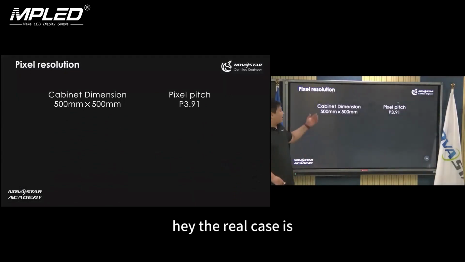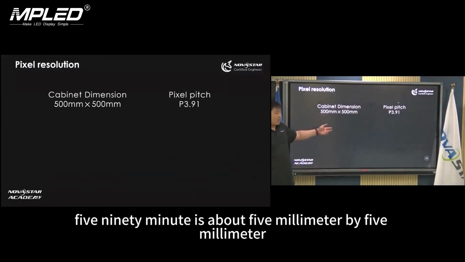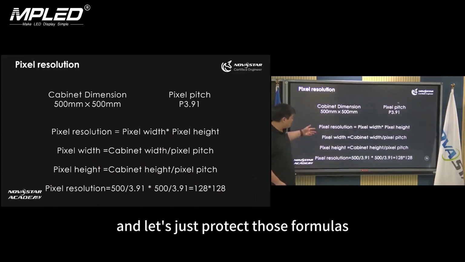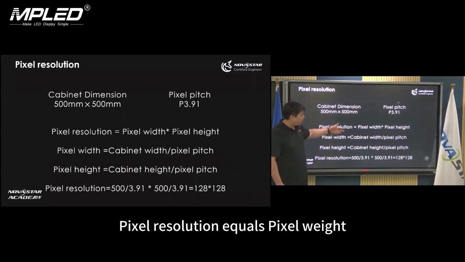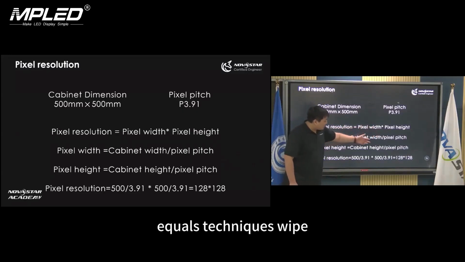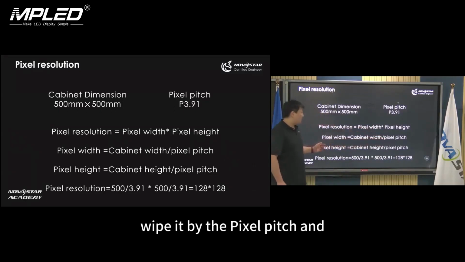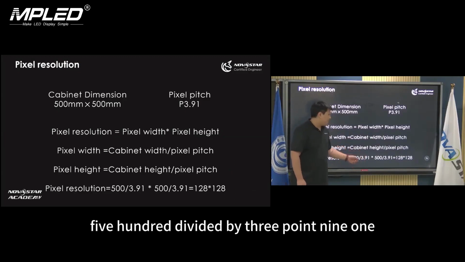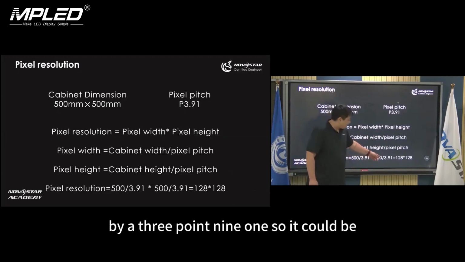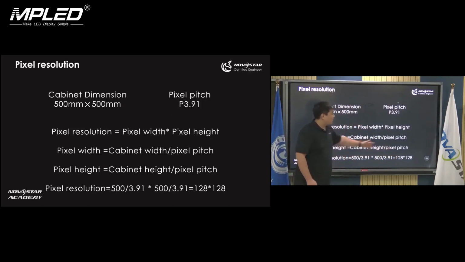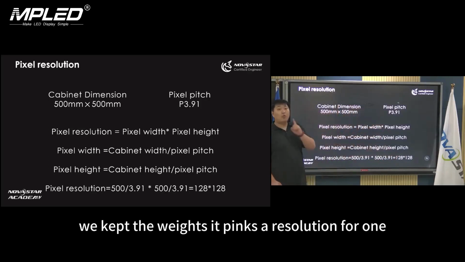In the real cases, the cabinet dimension is about 500 millimeter by 500 millimeter, and the pixel pitch is around 3.91. And let's just check those formulas. The pixel resolution equals pixel width by pixel height. And the pixel width equals cabinet width divided by the pixel pitch. And the pixel height does the same thing. So we will just get the result like pixel resolution equals 500 divided by 3.91. Multiply 500 divided by 3.91. So it could be 128 by 128. So this is the way we calculate the pixel resolution for one cabinet.